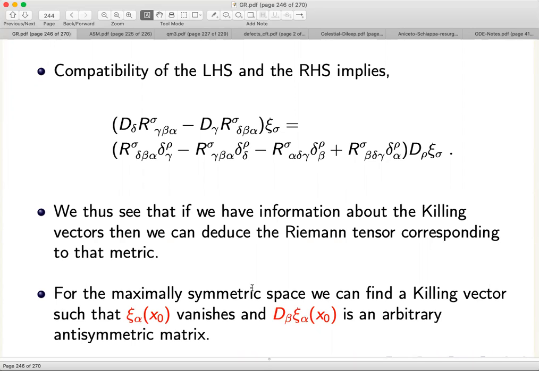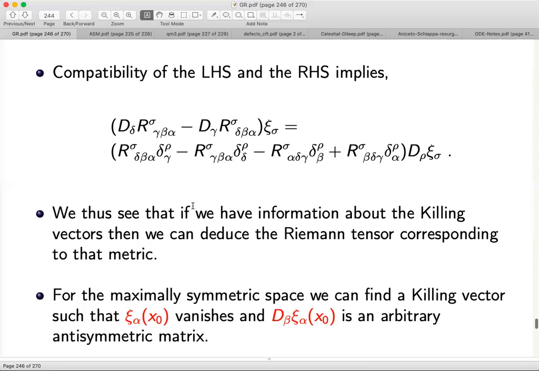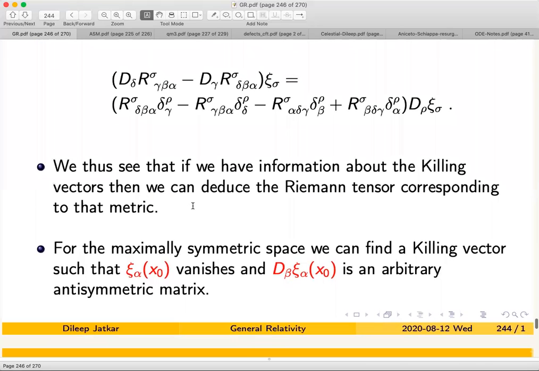So what I was trying to say was that there are two things. First thing is that if you know the Killing vector, then this equation allows you to determine the Riemann tensor. That is this statement. You don't explicitly need the metric. If you knew the Killing vector, you would be able to determine the Riemann tensor.